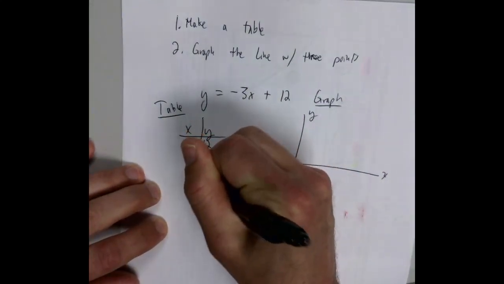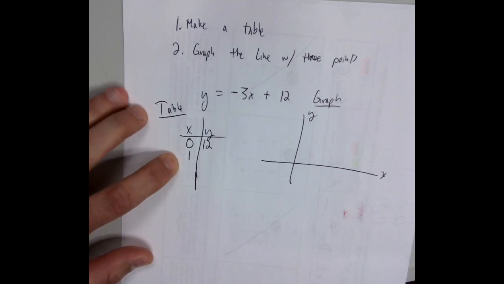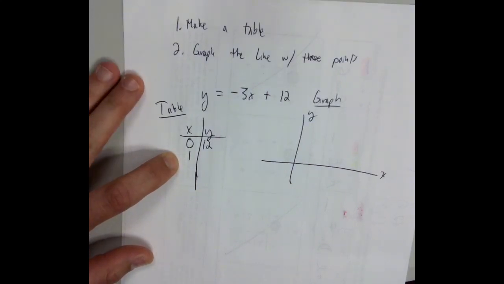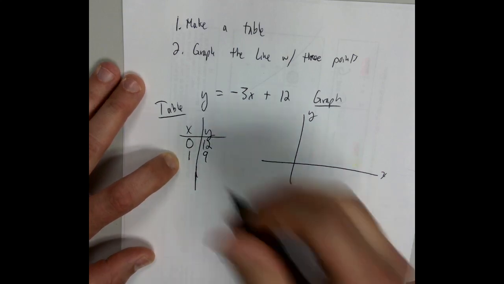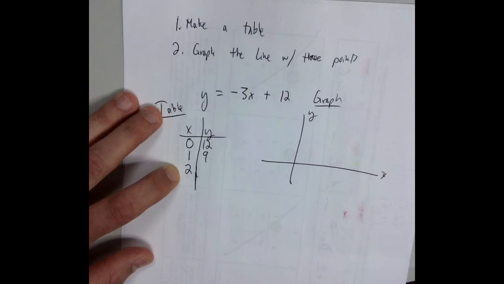We plug in 1. What did you get there? Anybody plug in 1? Yeah, I got 9. All right, now let's think about that. Why 9? 12 minus 3. That's all it is. Well, let's do it again with 2.